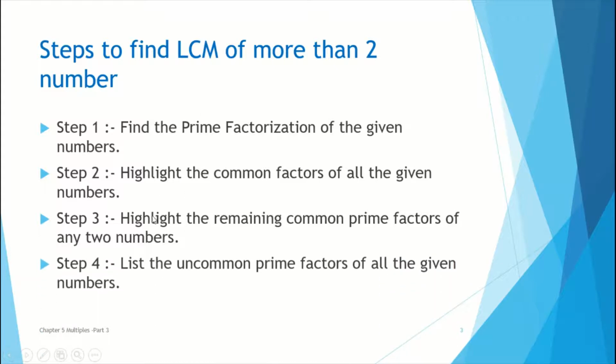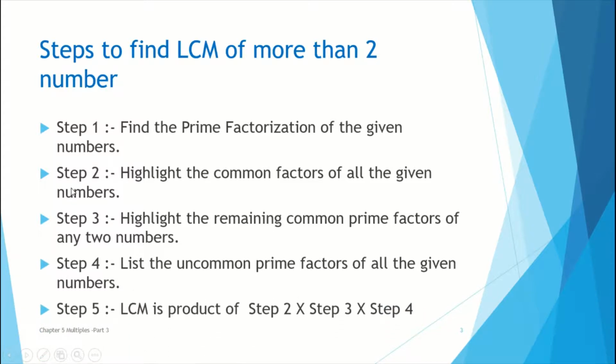In the fourth step, you will list all the uncommon factors of the given numbers. And in the fifth step you will multiply the factors from steps 2, 3 and 4. When you multiply steps 2, 3 and 4, that will give you the LCM. You will understand this with the help of an example. Now we will see an example related to it.